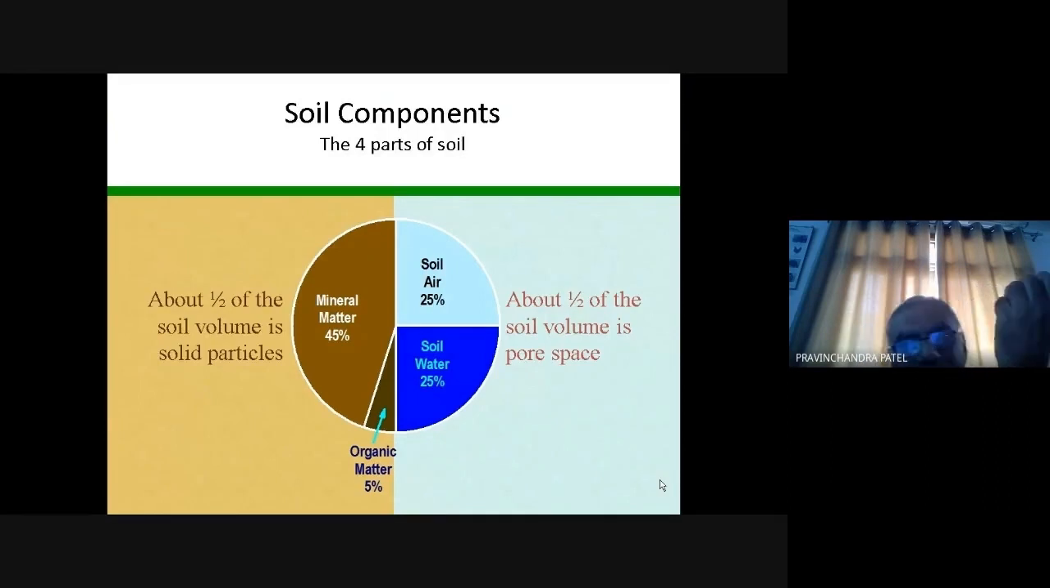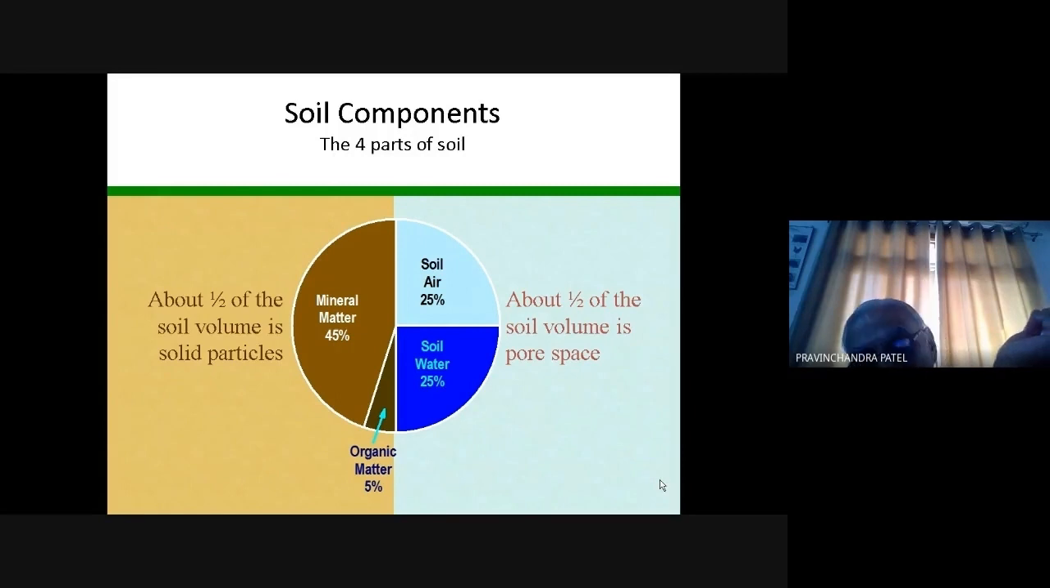So we have seen this chapter, soil components. So there are 4 components you have to remember. Mineral matter 45%, then organic matter 5%, then water and air equally 25%. So totally 100%. So about half of the soil volume is pore space. And when there is more pore space, then there is better aeration, and then better growth of the microorganisms and roots. And about half of the soil volume is solid particles. So mineral matter is also solid and organic matter is solid.